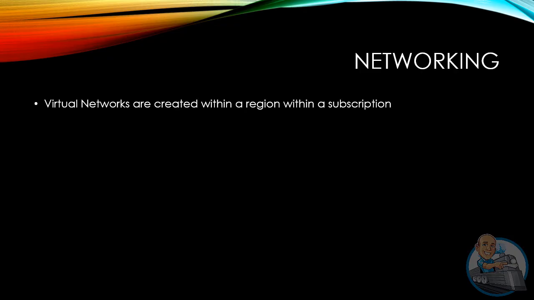So let's think about networking. Virtual networks are created within a region, within a subscription. In AWS, you'll be thinking about a virtual private cloud, a VPC. So a virtual network exists within a region. It cannot span regions. It cannot span subscriptions. So if I had multiple regions I'm leveraging, I'd need a different virtual network in each one.